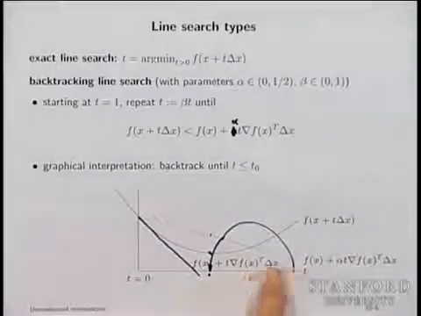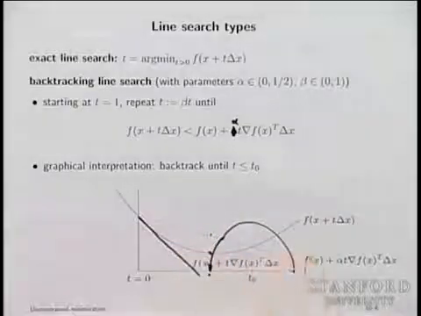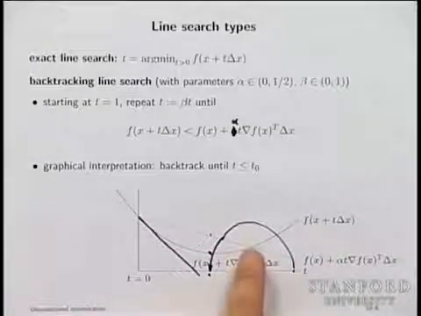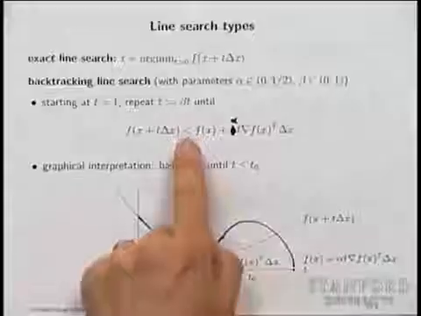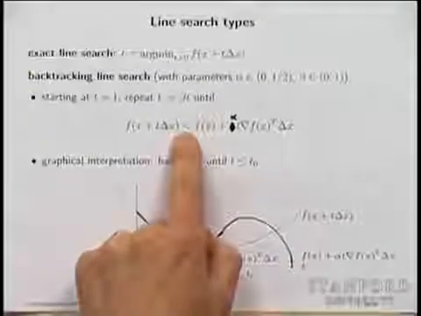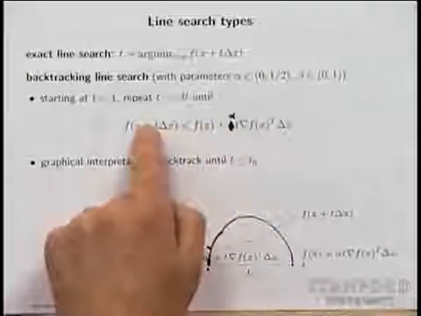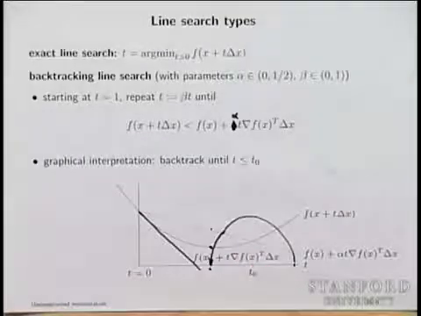So this method is called backtracking, and that's the idea. What happens is you get the first point when you multiply by beta that lies below this critical value t0. t0 is the first point where you get equality in this thing. It's where this line intersects the actual function there. Okay, so that's the picture. These are the line search types.